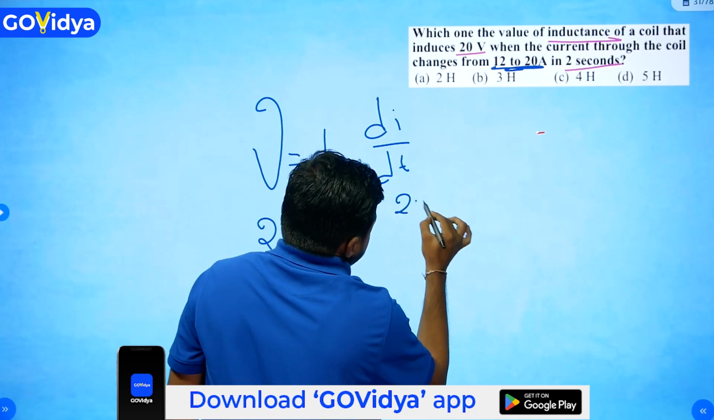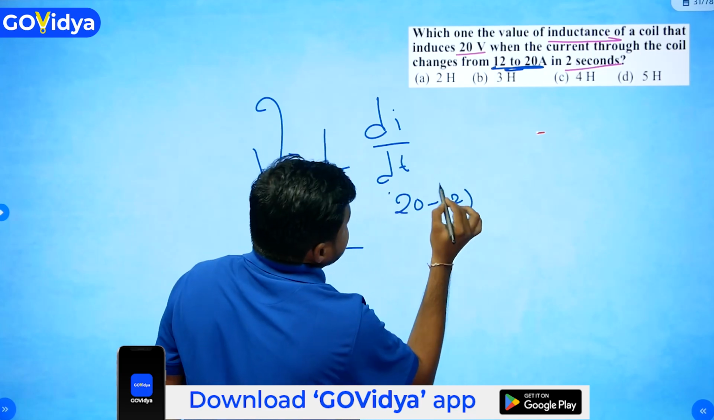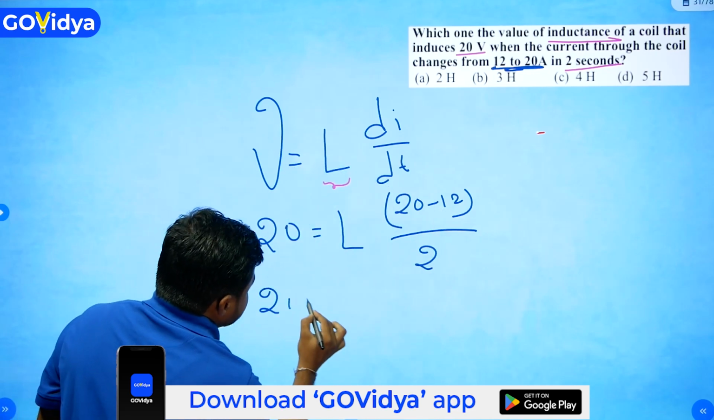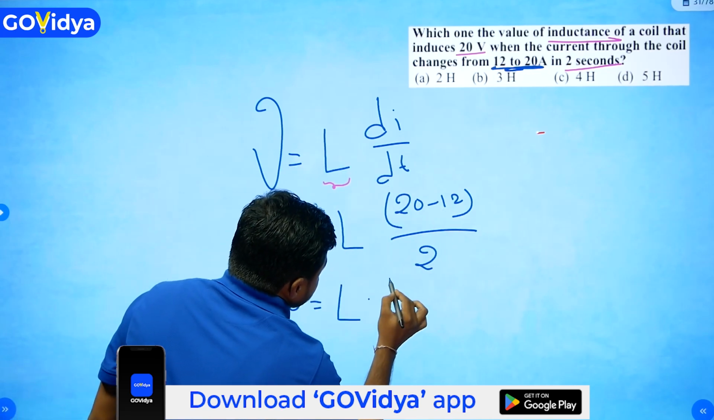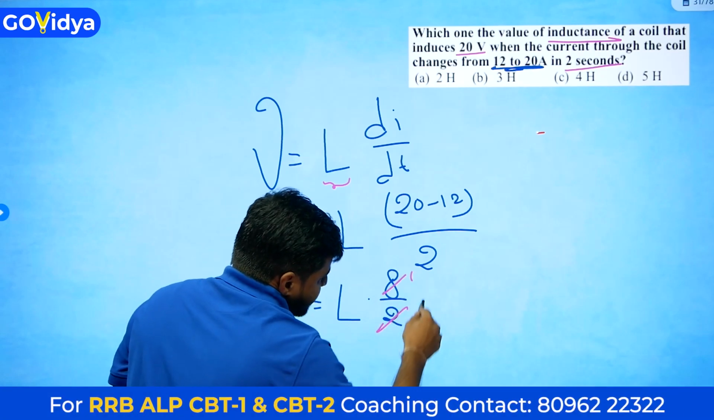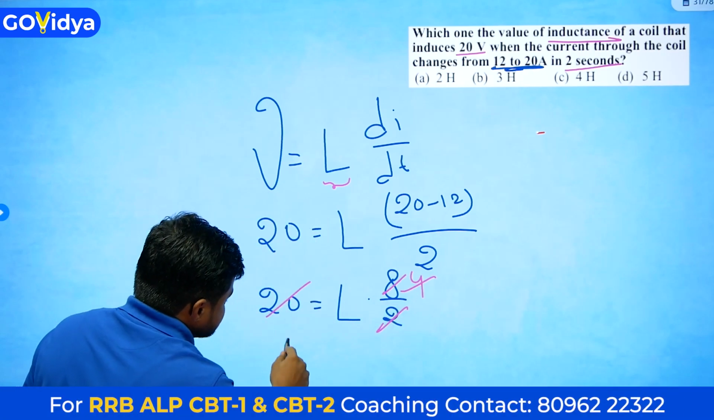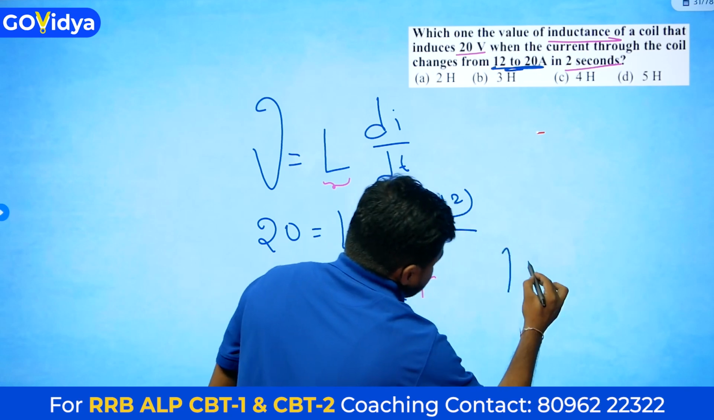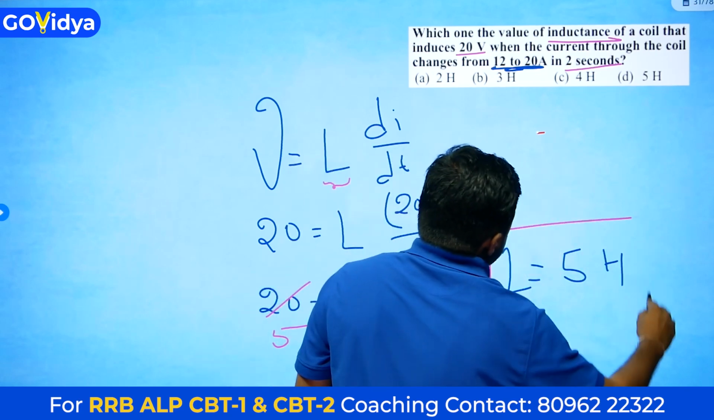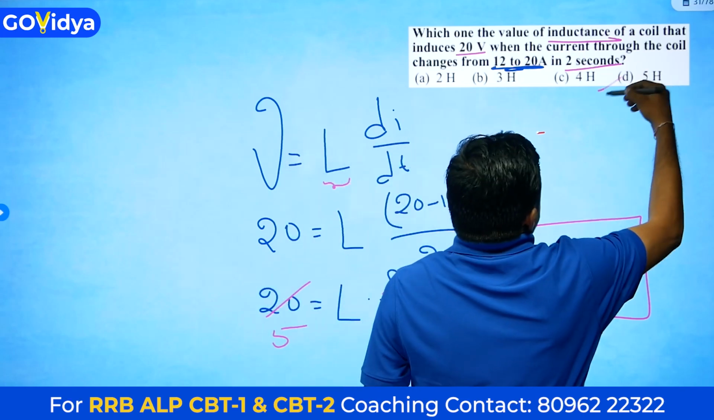So 20 minus 12 by time, which is 2 seconds. Now 20 is equal to L into 8 by 2. 2 fours are 8, 4 fives are 20. L is equal to 5 Henry. From the options, option D is the correct answer.